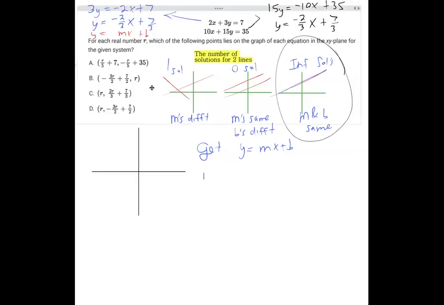It's got a y-intercept at 7 over 3, which is 2 1/3. So 1, 2, 3. So the y-intercept's around here. And then it's going down 2 and over 3. So it's going down to about there. So generally speaking, both of the lines look like this when you graph them.